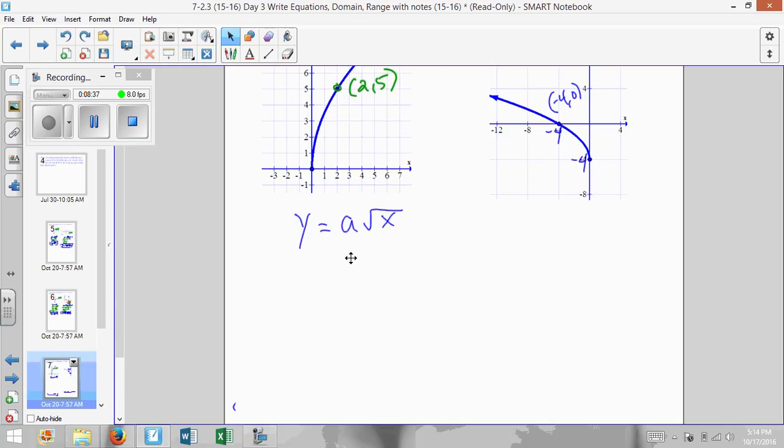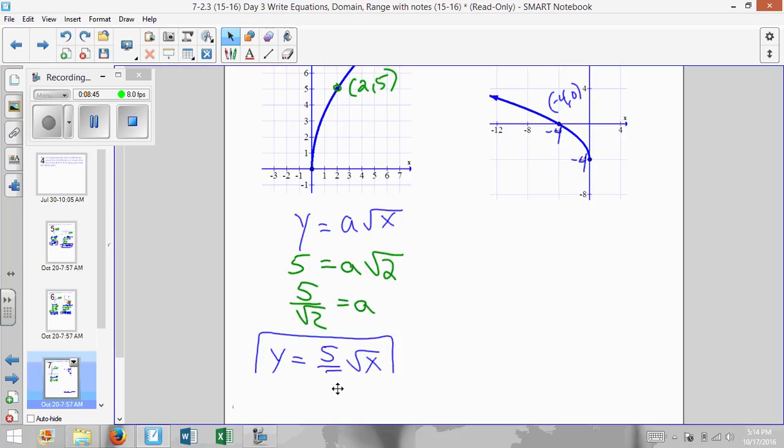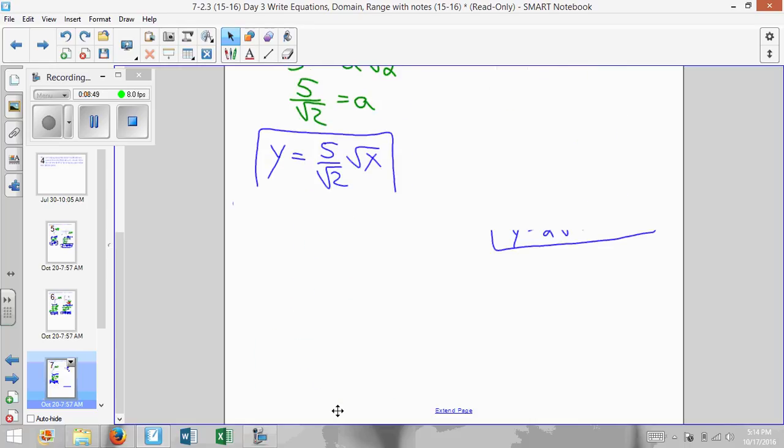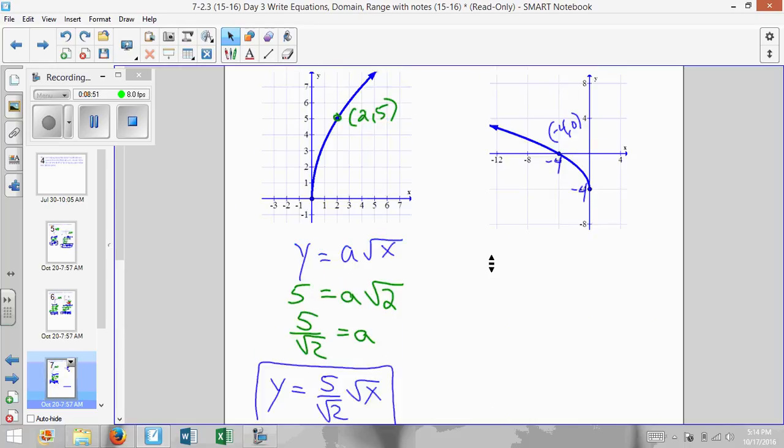It gets a little gross on this one. Okay, we'll divide by square root of 2 on both sides. So you can leave it like that and just plug it back in. I know that's not proper, but that's as much as I care. That's fine.